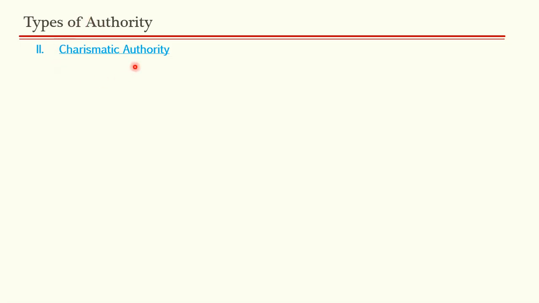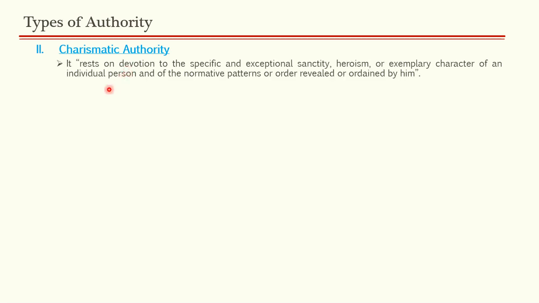The first kind we saw was traditional authority, based on traditional customs. Charismatic authority is based on the charisma of a person, the aura that a person has. It rests on the devotion to a specific and exceptional sanctity, heroism, or exemplary character of an individual person, and of the normative patterns or order revealed or ordained by him. So whatever heroic qualities or exemplary characters a person has, based on those, authority is legitimized, based on those, authority is validated.